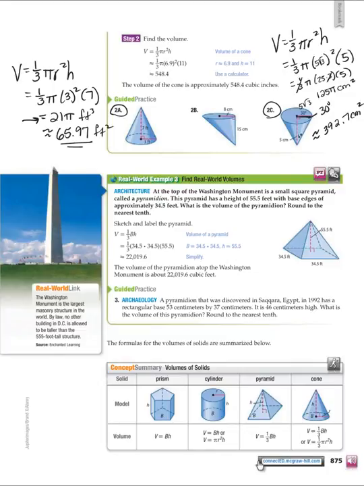Here's one of the charts at the bottom of the page that you guys like, where they pull all the formulas together, and you can see how closely they're related. There's your volume of your prism and your volume of your cylinder, and then the volume of your pyramid and the volume of your cone, how closely they're related, so that you don't really have that much to memorize if you can make the connections.